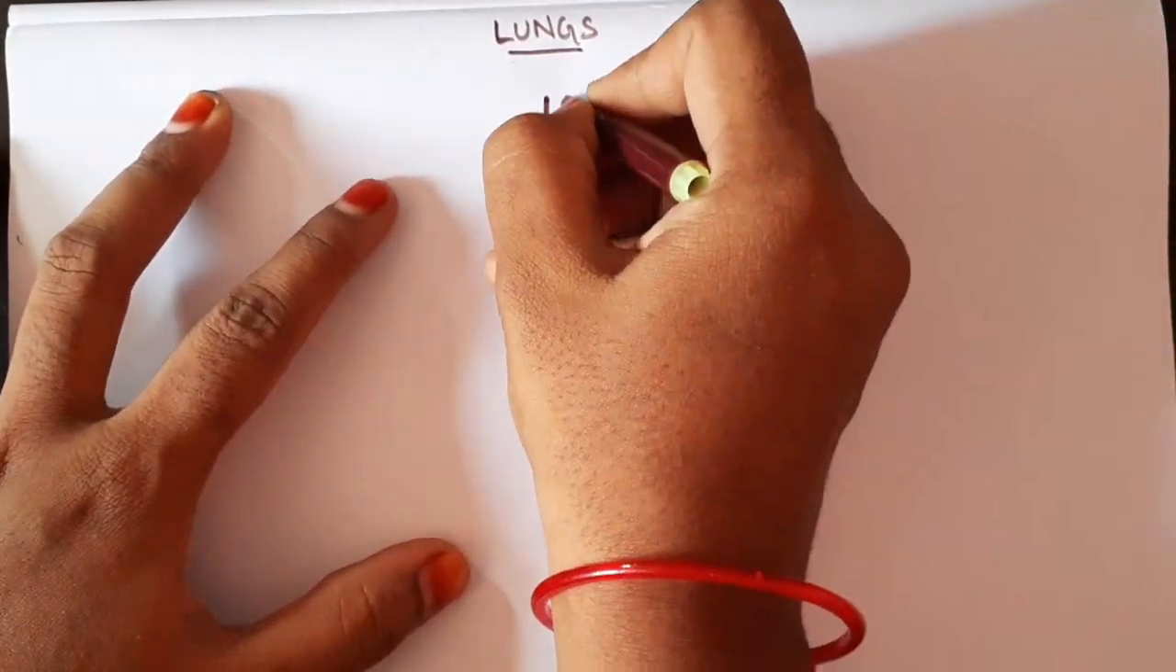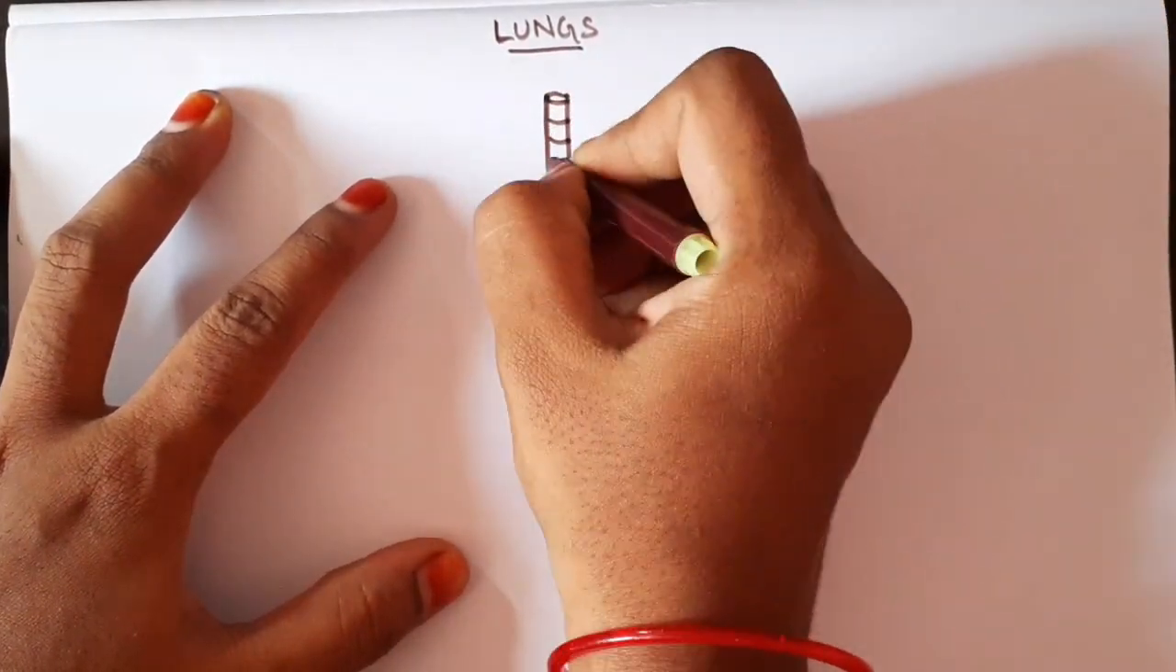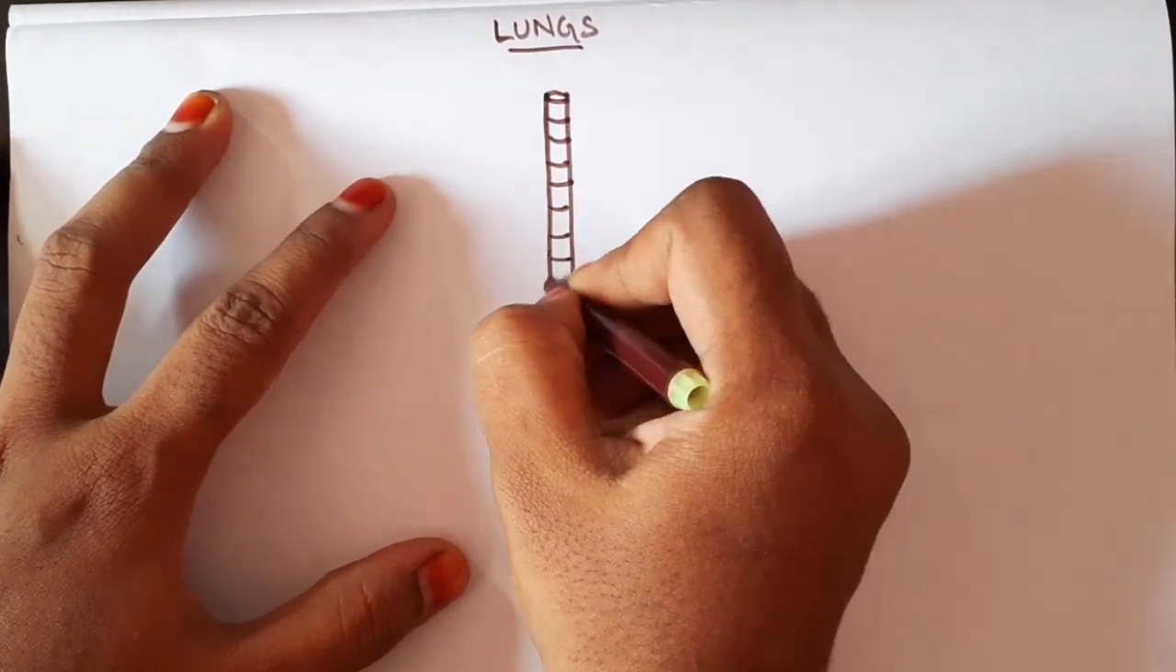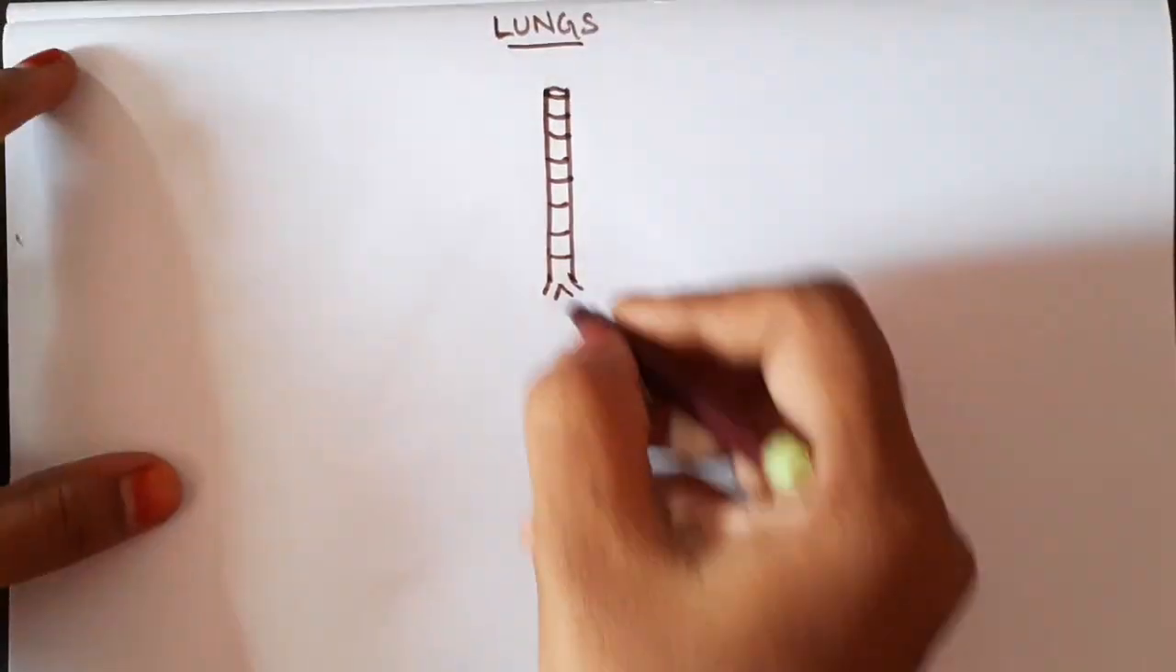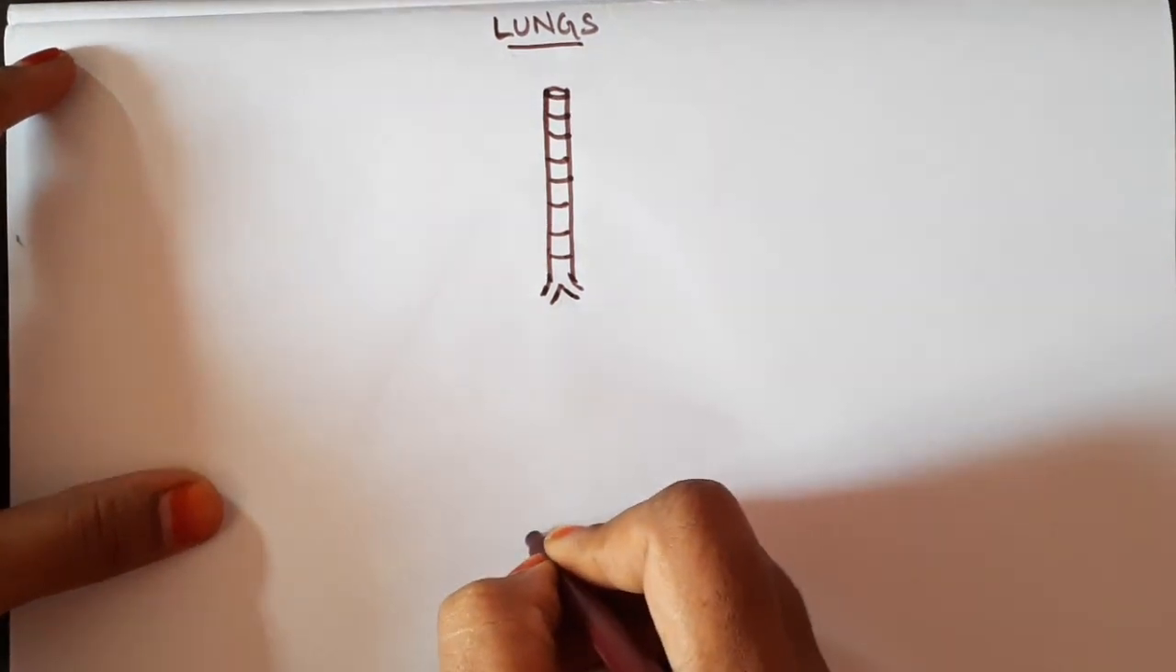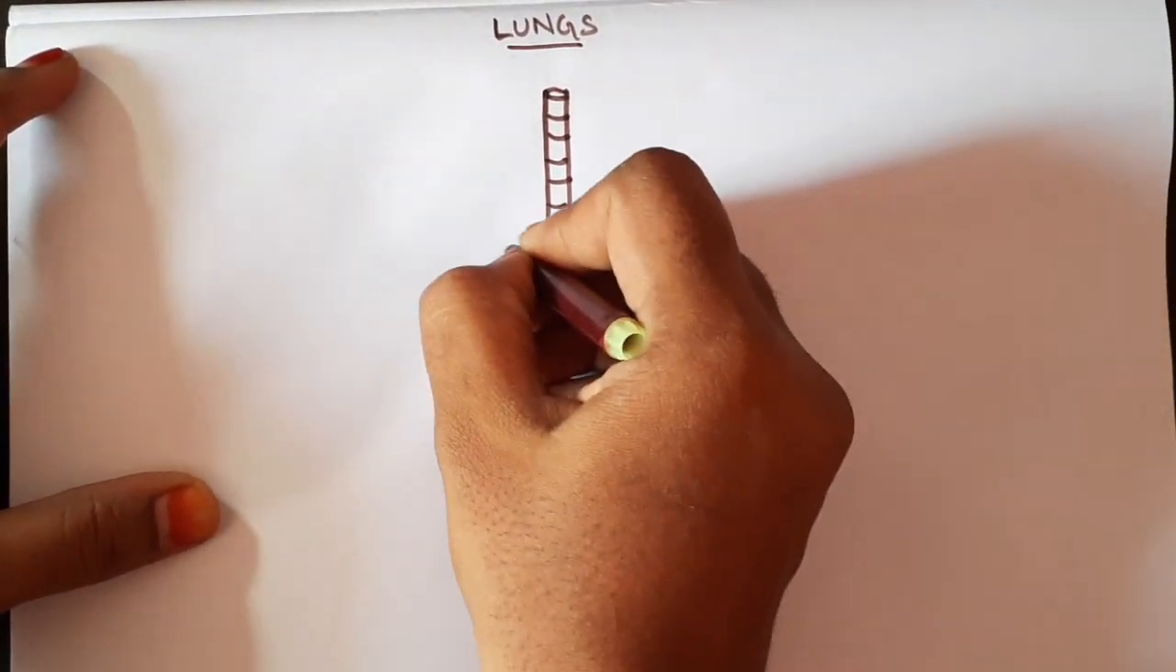Hi friends, in this diagram I'm showing how to draw lungs in exams. First, this is the trachea. Those are C-shaped cartilaginous rings. This trachea divides into the principal bronchi.